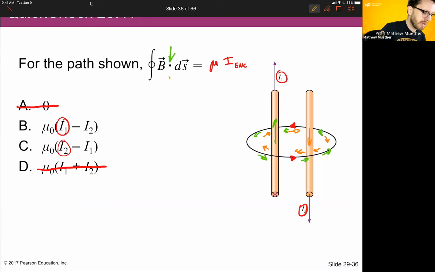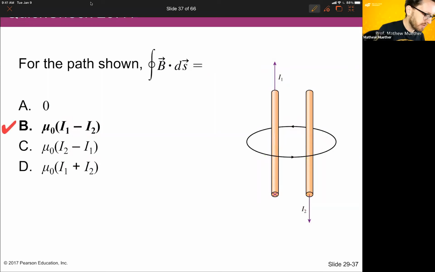And so I'll get negative contributions from this dot product because the B field and the path vector point in opposite directions. And so I need that I1 gives me a positive contribution, I2 gives me a negative contribution. So the answer has to be B here.